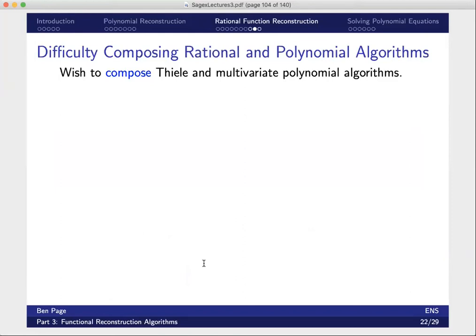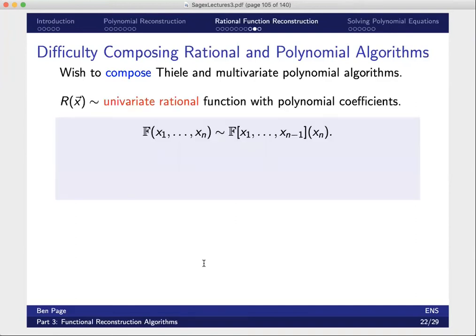As I mentioned earlier, we noticed that we can think about composing these functional reconstruction algorithms. As we head towards multivariate rational functions, now that we have a univariate rational function algorithm from Thiele, we'd like to compose that with a multivariate polynomial algorithm. And if we can, we're going to get an algorithm that allows us to determine a multivariate rational function from its samples.